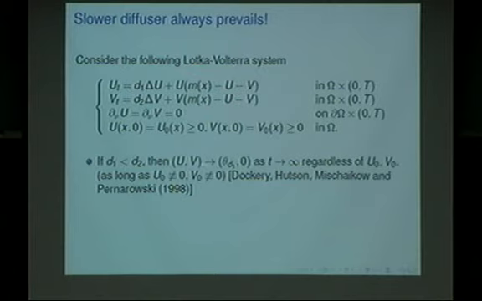So this means u will always survive, while v will always vanish. That is to say, u will always outcompete v. u will always wipe out v if d1 is less than d2. So this doesn't seem fair, right? The lazy one, u, is more successful. But anyway, it's a fact that was proved in 1998, and we're going to try to understand that a little better today. All right, so this is called slower diffuser always prevails.